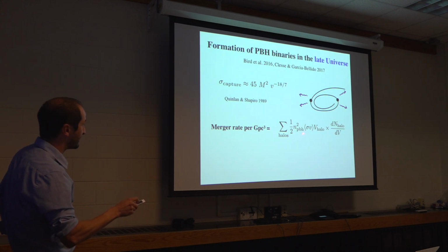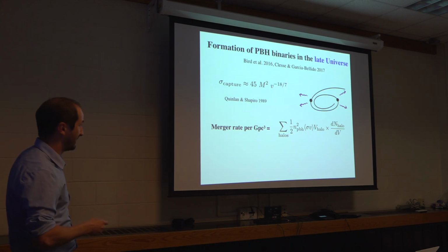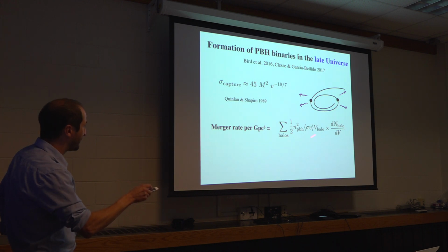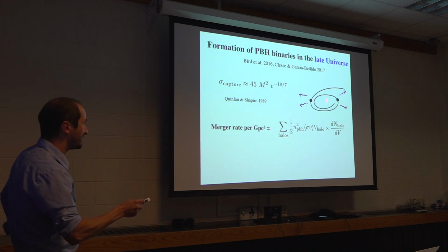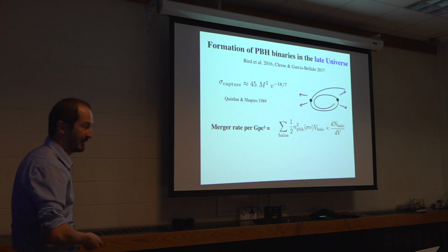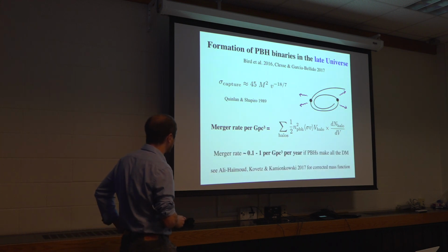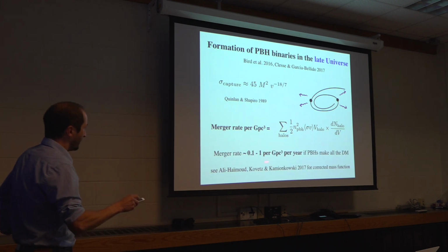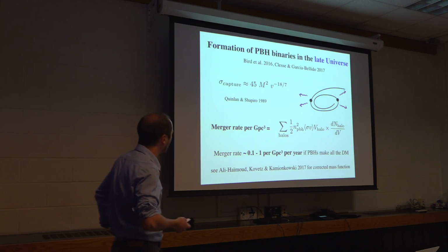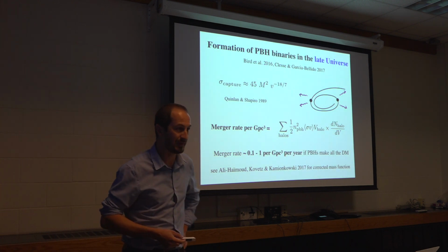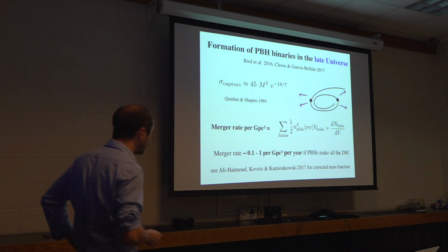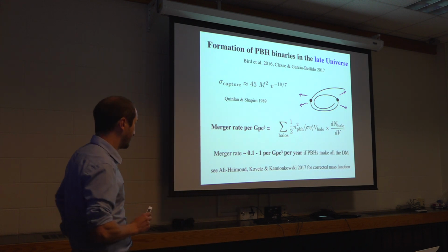So the number density of black holes times the cross-section times velocity. And you integrate over the halos times the halo mass function, the abundance of halos, basically. So that's what we did in this paper with Simeon and Bert, and we got some number which was around 1 per gigaparsec cubed per year, if primordial black holes made all of the dark matter.